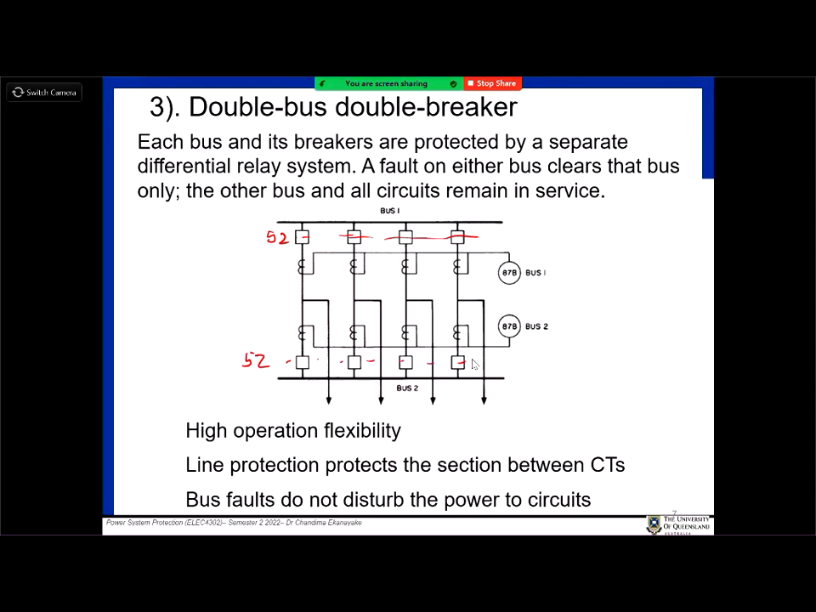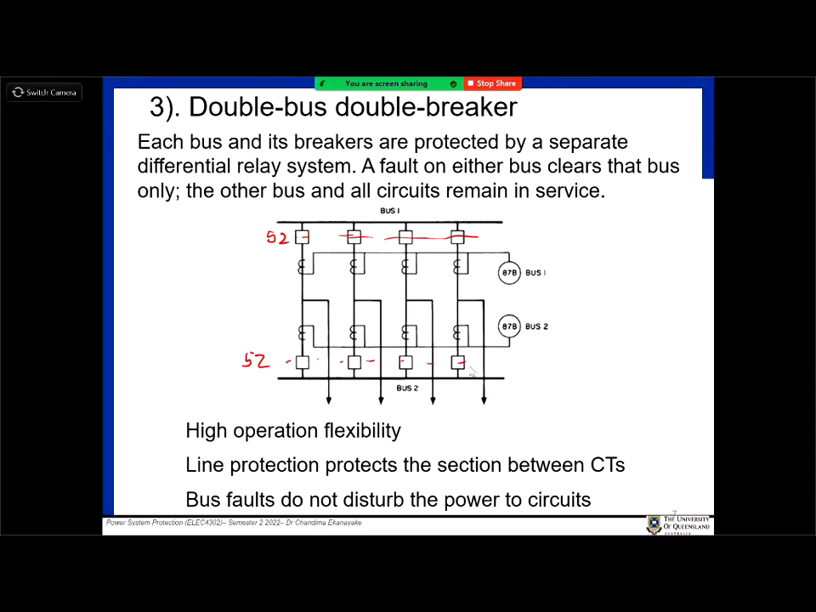But what is the problem? The cost. For every feeder, you have to use 2 circuit breakers. A circuit breaker is an expensive device, very expensive device, right? And then you may have to have services, operational maintenance, and a lot of things, right?